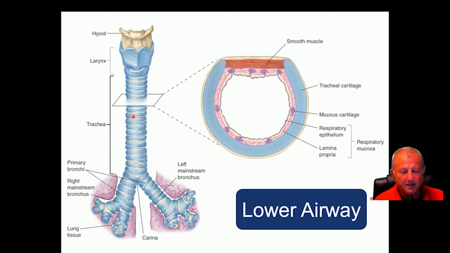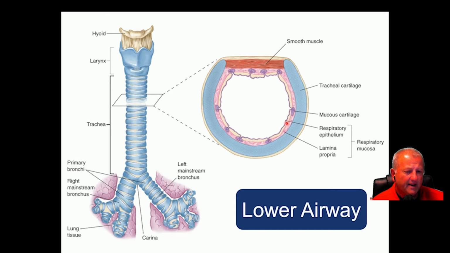The respiratory mucosa is just that. It's a lining. It's a wet lining. The respiratory epithelium is just the tissue cells that line the trachea. Again, we're just reviewing the anatomy and physiology.